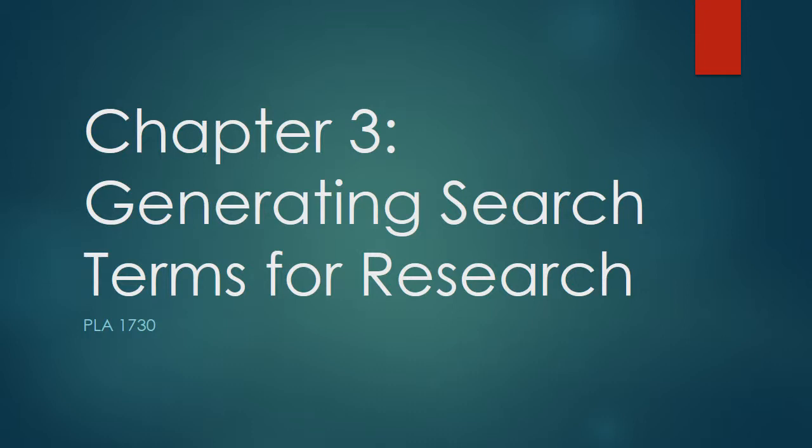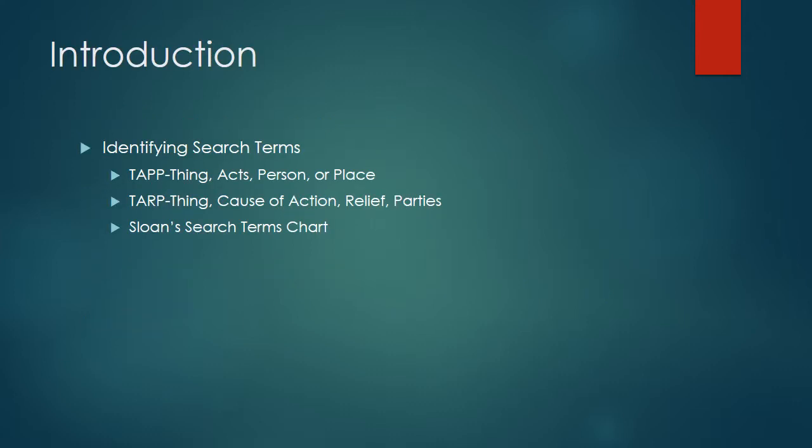This presentation covers the last part of Chapter 3 on generating search terms for research. That's Chapter 3 of the Amy Sloan book, Researching the Law, Finding What You Need When You Need It. This presentation is intended to help students develop a list of search terms for our issue. And the issue is, did the neighbor commit the tort of battery by purposely blowing smoke in the client's face?